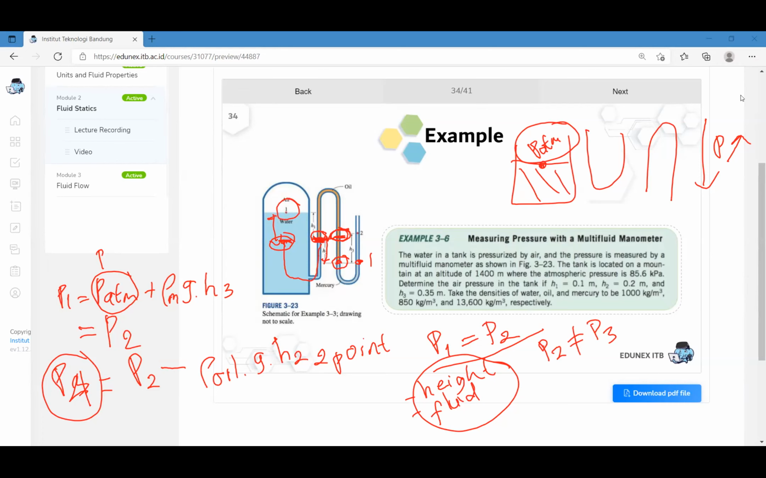So it's like moving backward from this one. But if you go downward, then you have to add the pressure. So if you go from this one to this, then you need to add. But if you go from downward upward, you need to subtract. Okay, sir, I understand now. Thank you. But please, I think this example got the solution.